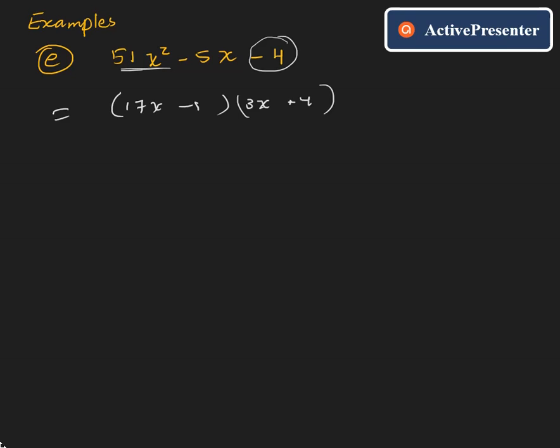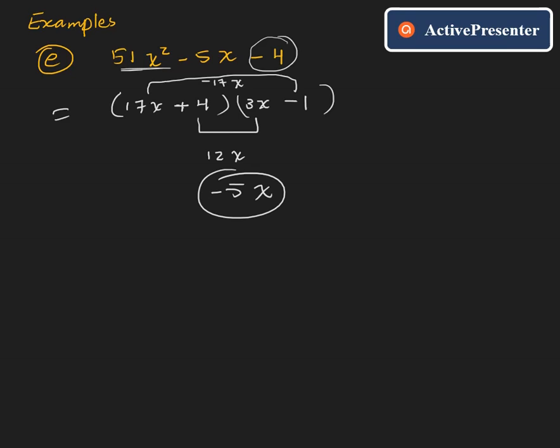Let's say we put positive 4 here and minus 1 here. See the outer, 17x multiplied in minus 1 is minus 17x, and plus 4 multiplied in 3x is 12x. If you add them together, you would have minus 5x. This means we are getting the middle term. Therefore, our factoring, which is 17x plus 4 multiplied in 3x minus 1, is the correct factoring.